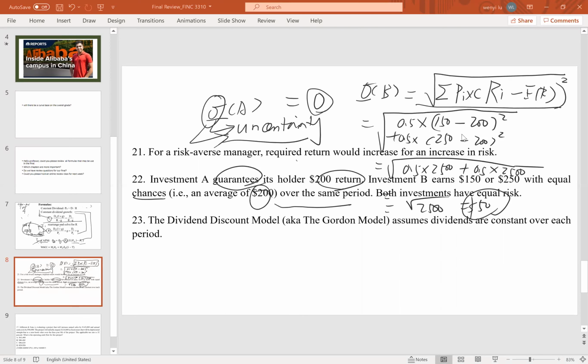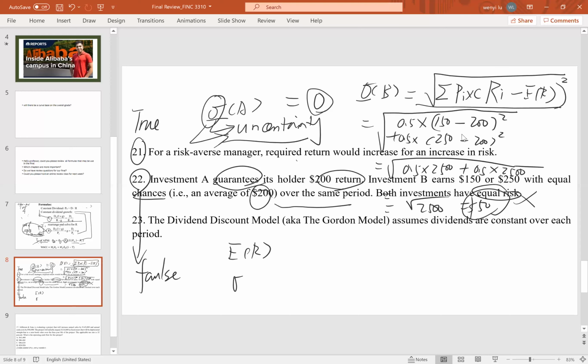So yeah, I think I should give you an answer also here, right? So the 21st one is true, and the 22nd is false, right? Why is this one false? Because as I mentioned, B has higher risk than A, so this part is not correct. So from these questions, I hope you can write down the formulas for expected return and also risk.